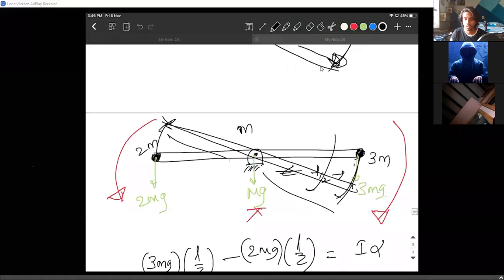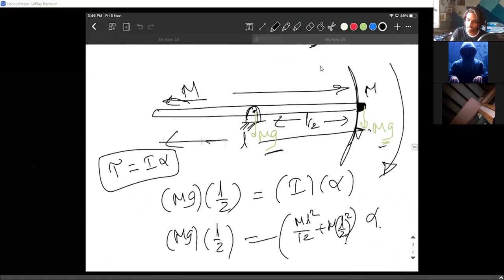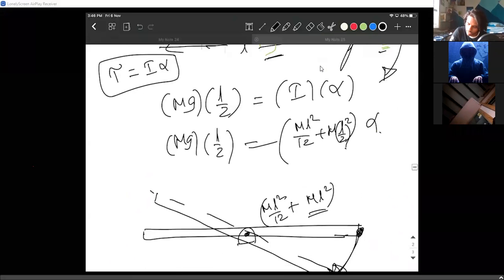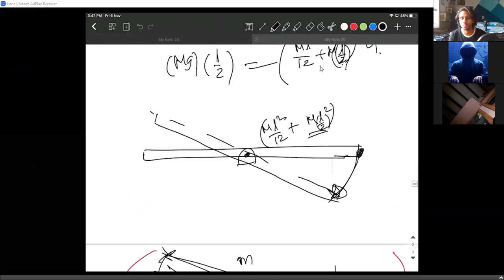That's all. Even in this problem, it was at a distance L by 2, so you're basically writing m (L/2) whole square. The whole system's moment of inertia is mL² by 12 plus that. So I think I got the wrong answer previously. Now you get the right answer. I'm sorry about the previous problem.